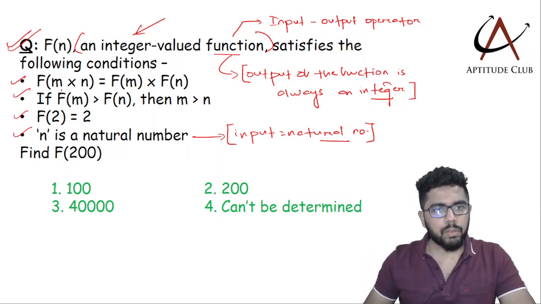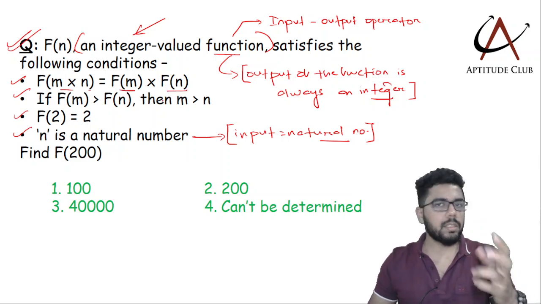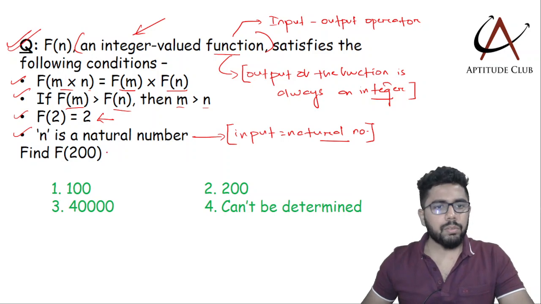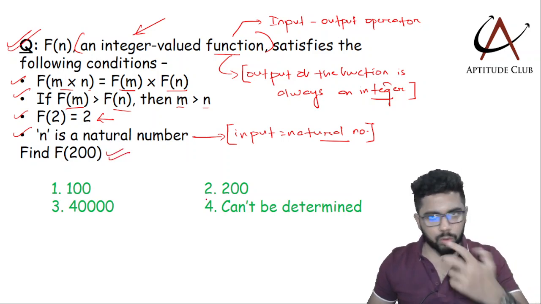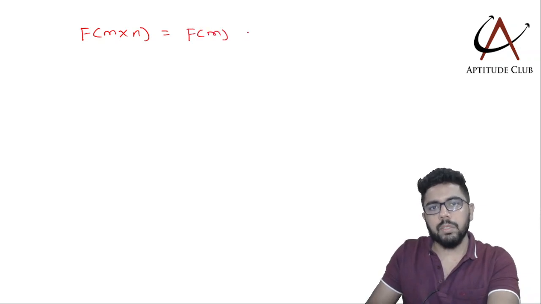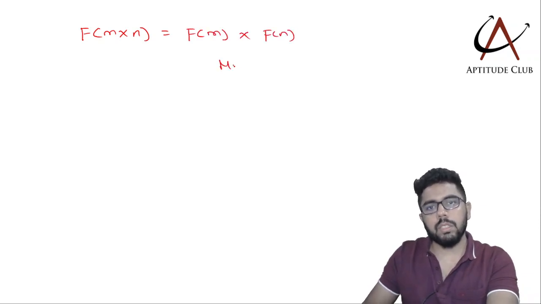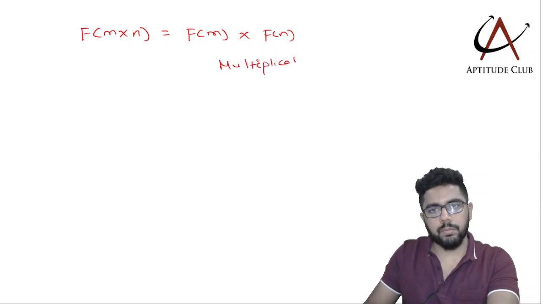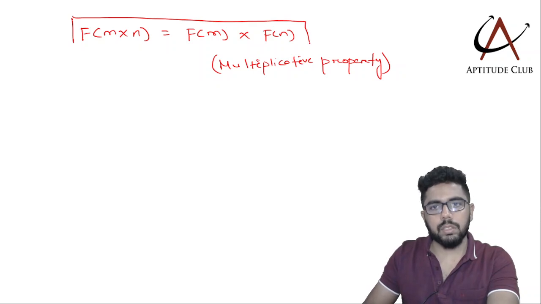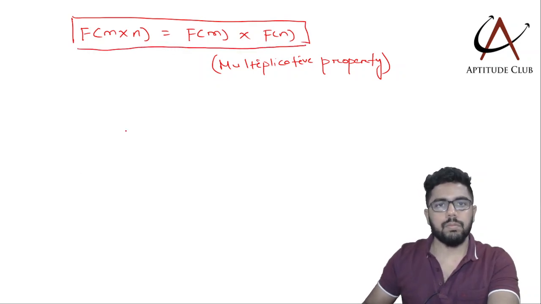Then this property is given, f(m×n) is f(m) into f(n). It's a multiplicative property, and if f(m) is greater than f(n), then m is greater than n. f(2) is given as 2. We'll have to figure out what is the value of f(200). How to think about it? Now a property has been given that f(m×n) is basically f(m) into f(n). So this is a multiplicative property. Multiplicative property. So I'll try and use this to arrive at some results.